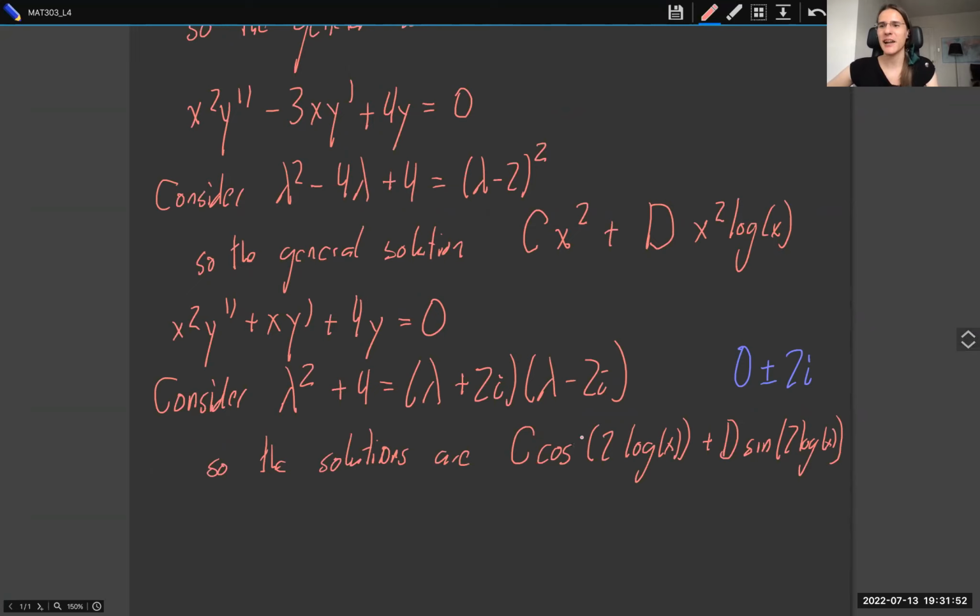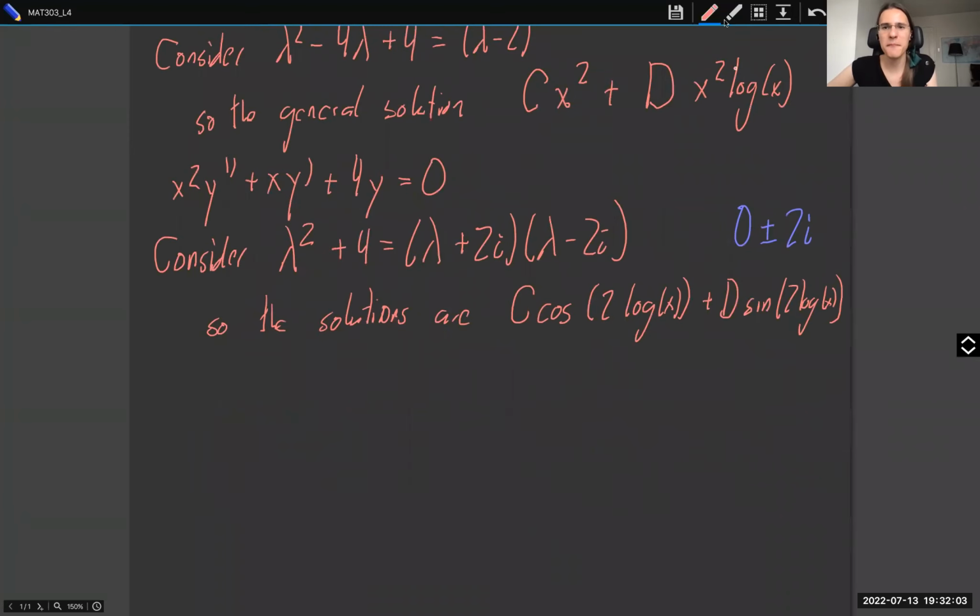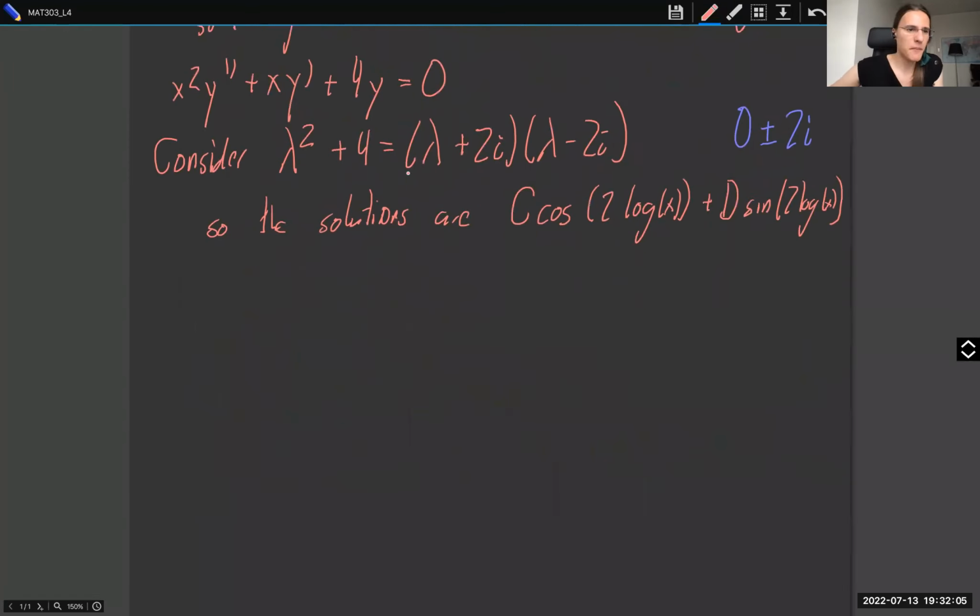Well, why is that? It's because exponentials, when they become complex, change into sines and cosines, because there's a very intimate relationship between the exponential and sine and cosine. So that's sort of where that comes from.